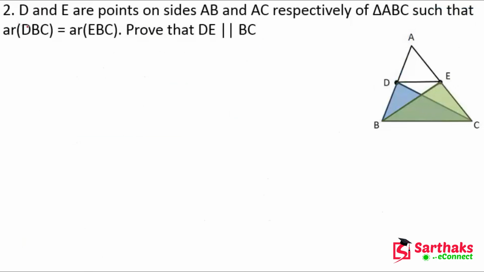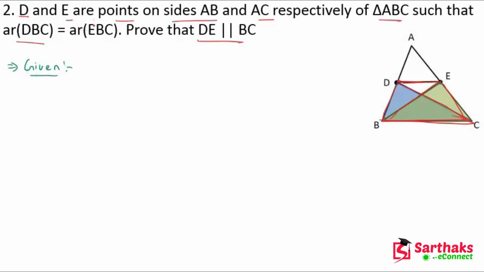The next question is: D and E are points on the sides AB and AC respectively of triangle ABC such that area of triangle DBC, means this part, is equal to the area of triangle EBC, means this part. And we have to prove that DE is parallel to BC.